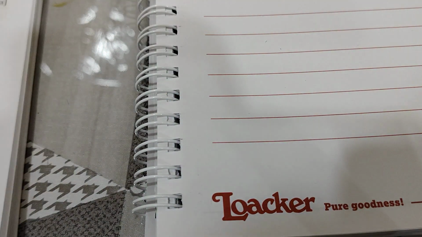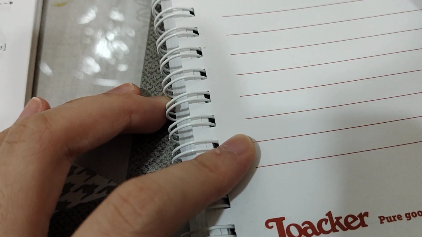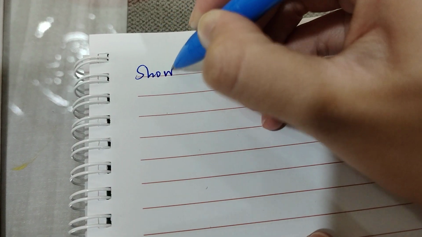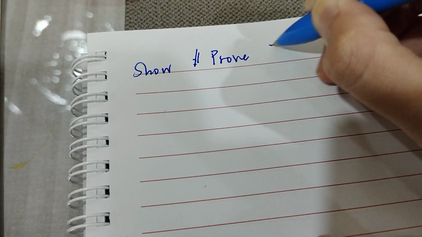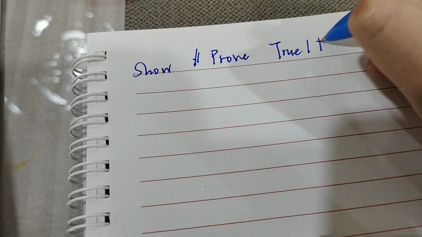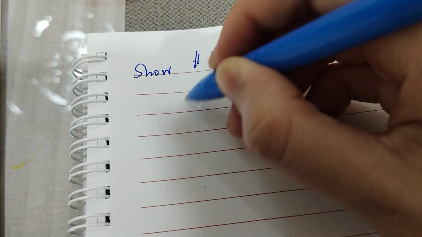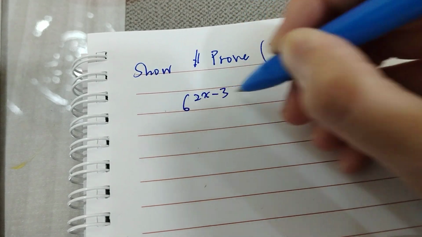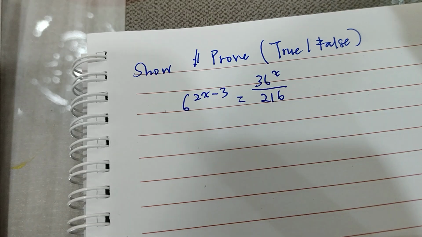To the next question, it is... Okay, this is a showing question. Oh, you can't see the book. It's a showing question in the sense that you're trying to prove something is either true or false. For example, this question here: show that 2x minus 3 is equivalent to 36x minus 216.